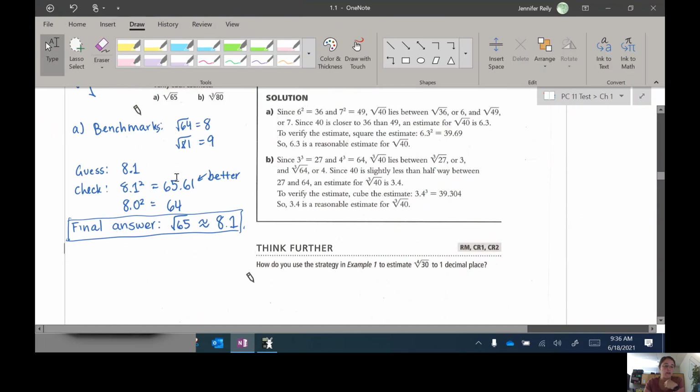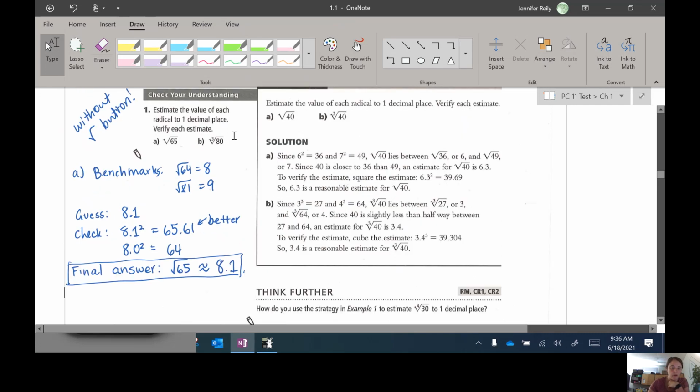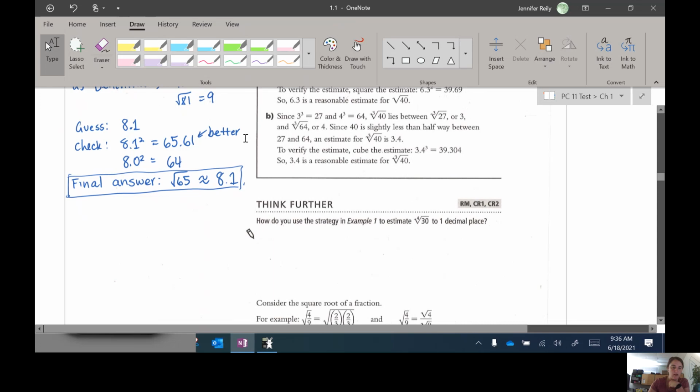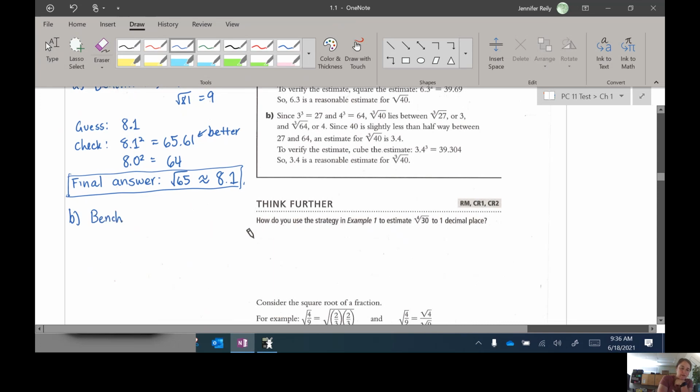If you want to pause here and try the cube root of 80 on your own, you can do so, or if you want to do it with me, you can keep watching. So we'll do the cube root of 80 as well. For part B, I'm going to come up with my benchmarks, and I have to think of some nice perfect cubes that will work out nicely.